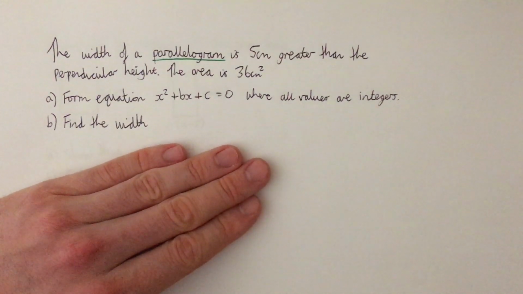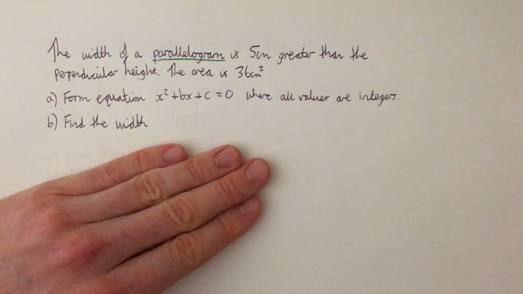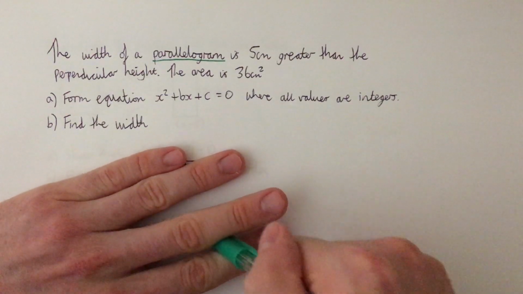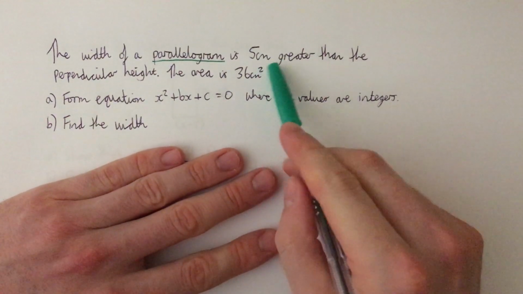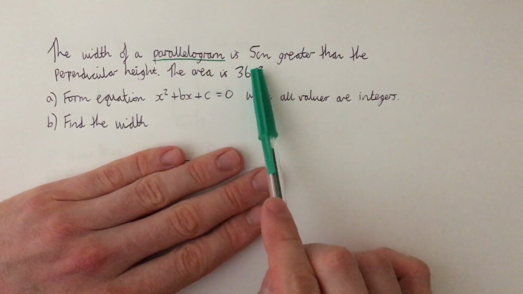Okay guys, this video here is going to be on P1 and P2. So this is P1. The width of a parallelogram is 5 centimeters greater than the perpendicular height. The area is 36 centimeters squared.